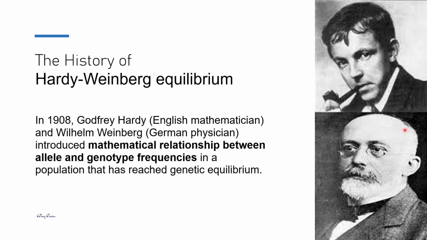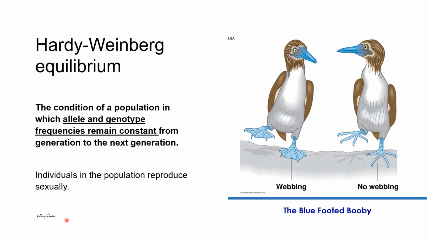Two scientists introduced the mathematical relationship between allele and genotype frequencies in a population that has reached genetic equilibrium. But what is meant by a population that achieves genetic equilibrium, or Hardy-Weinberg equilibrium? This Hardy-Weinberg equilibrium refers to the condition of a population in which the allele and genotype frequencies remain constant, or do not change, from one generation to the next generation.